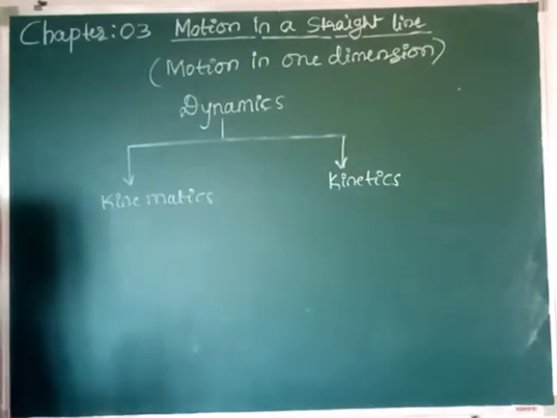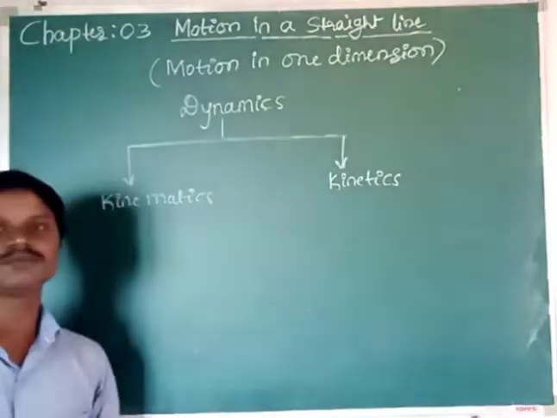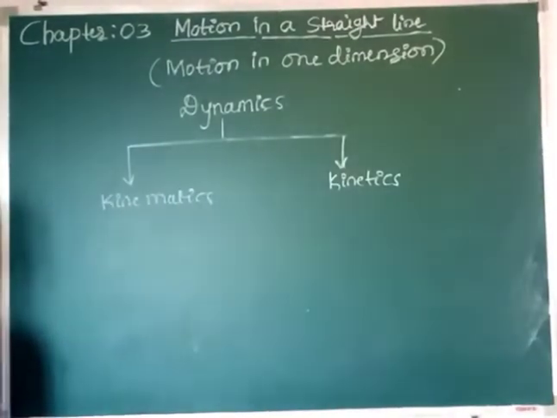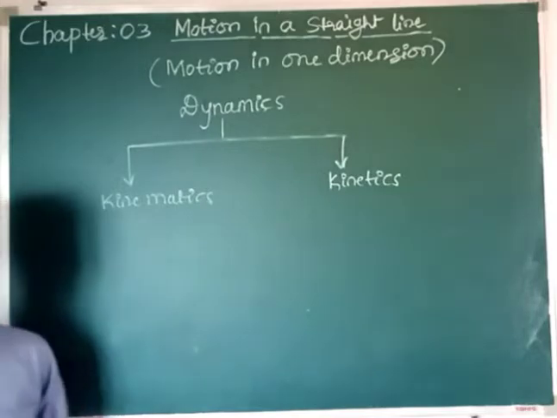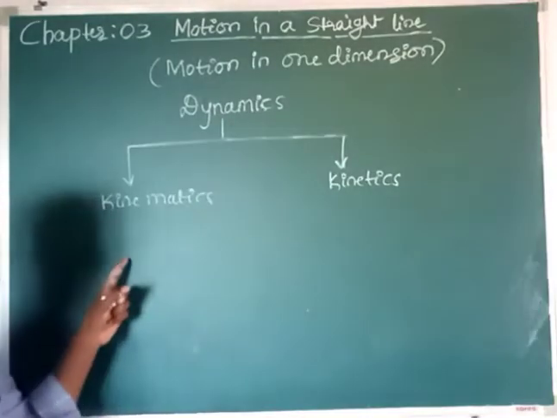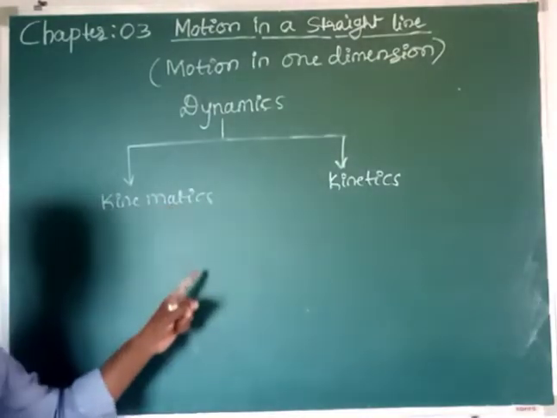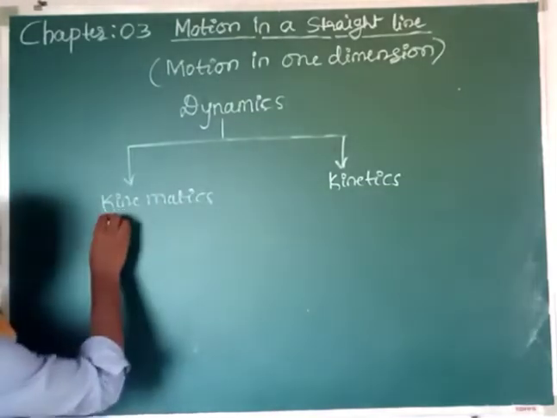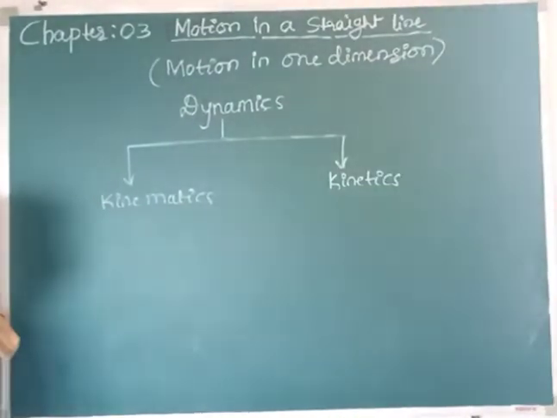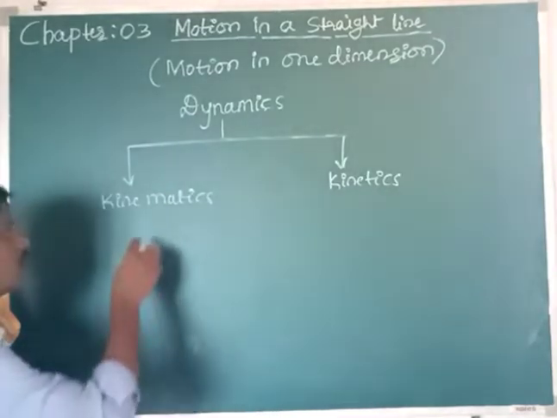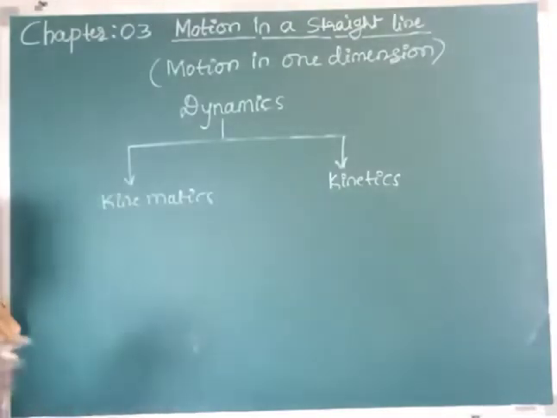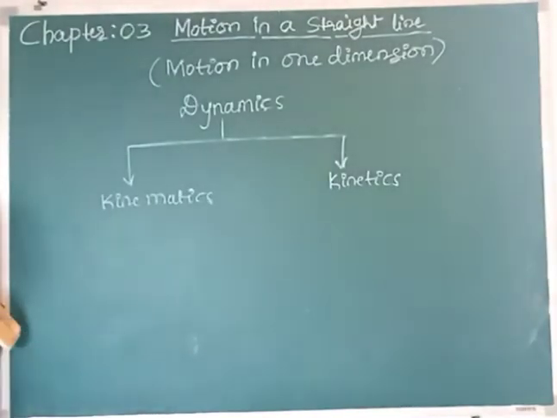For example, to find the speed, what is the definition of speed? Distance traveled divided by time taken. Here we are going to use the mathematics. Kine means here motion, matics means here maths. Then what is kinematics? Kinematics is nothing but it is the branch of dynamics that deals with the study of the motion of the object without considering the cause of the motion of the object.